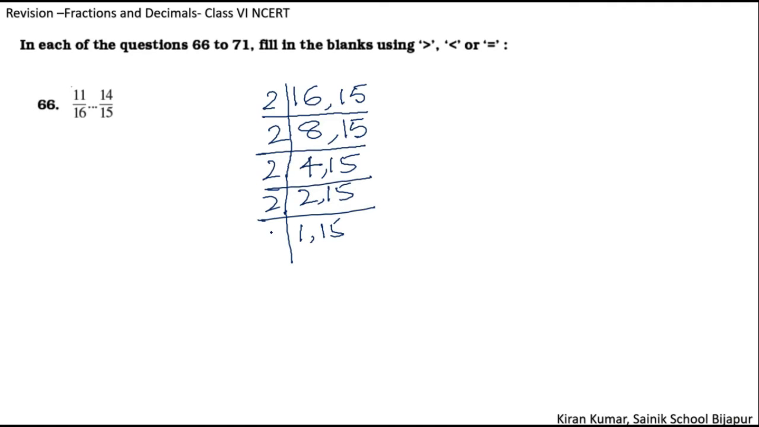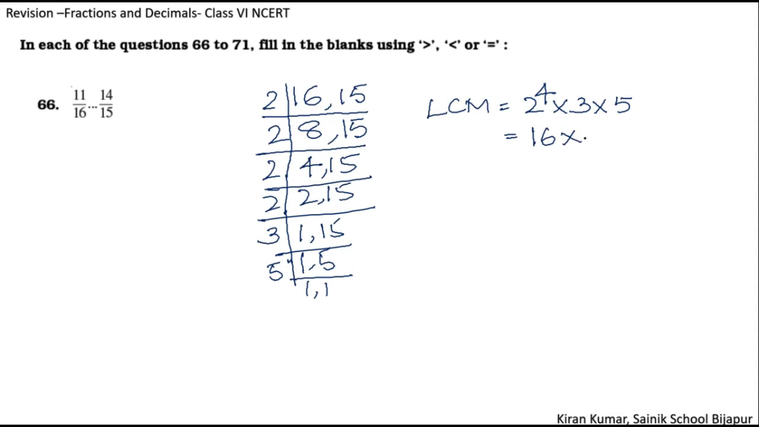Now this is divisible by 3. 3 5s are 15, 5 1 time. So this process is continued till we get these numbers as 1, 1 like that. So the LCM is the product of 2 multiplied 4 times, 3 multiplied 1 time and 5 multiplied 1 time. This will be 16 multiplied by 15. So 16 15s are 240.